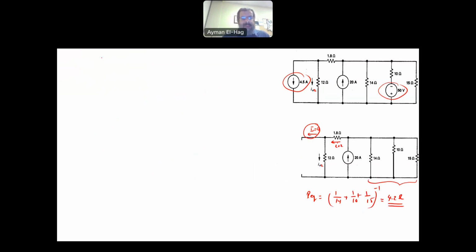So I will have here the 1.8, the 12 ohm, and this is your I02. This is my current source, the 20 amp. And in parallel with that, I will have the 4.2 ohm resistance. Now the current will go up and will split in this direction. So the current that goes in this branch is in the same direction of I02. And I will also use current division.